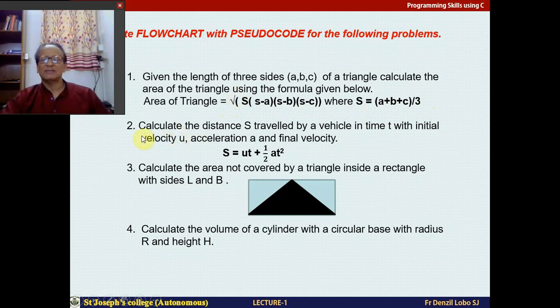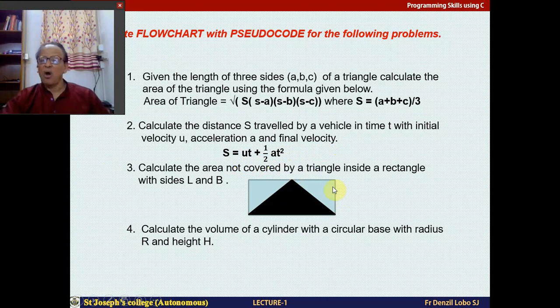And the second is, calculate the distance traveled by a vehicle in time t with initial velocity u and acceleration a. So s is equal to ut plus half a t squared. T is the time taken. Therefore, u into t plus half a into t squared. You have to input, therefore, u and t and a. Three values have to be inputted. And then you do the calculation.